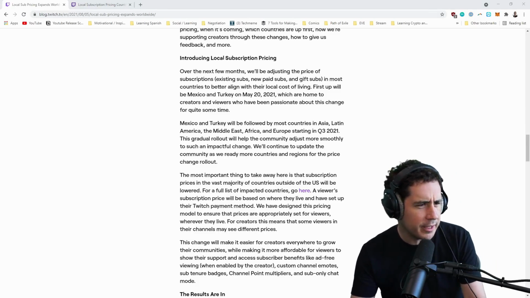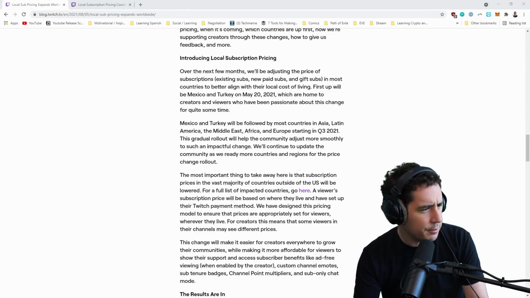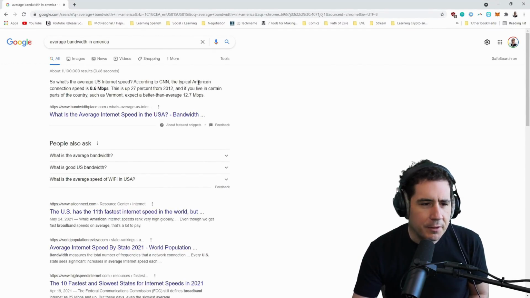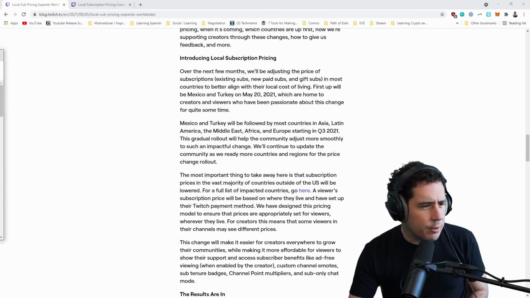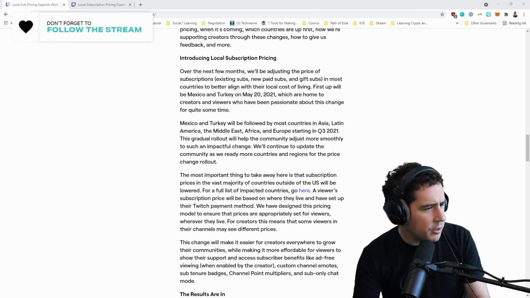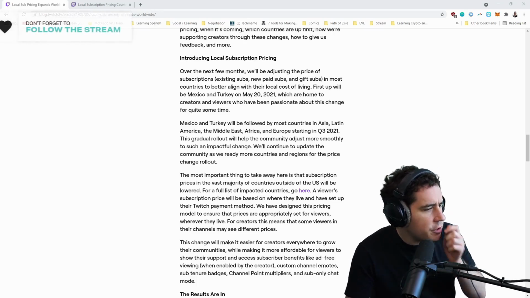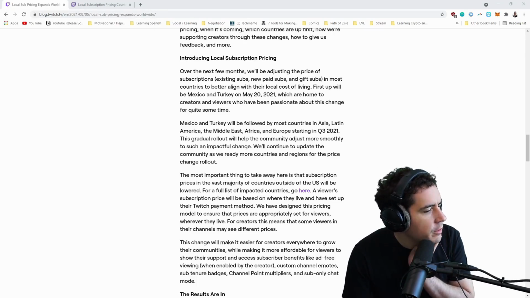In fact, I think if we look at average bandwidth, I don't know if I'll get this number. In America, the average US internet speed, if this is to be believed, right, the typical American internet connection speed is 8.6 down. And if you live in certain parts of the country, it's a better than average 12.7. And I don't know what internet speed is required to watch Twitch, because if you want to stream, it requires like 6 to 8 up, right? Upload. So Twitch is saying if you want to watch streams over the internet, you need a stable internet connection and at least 4 to 6 megabytes of download speed.